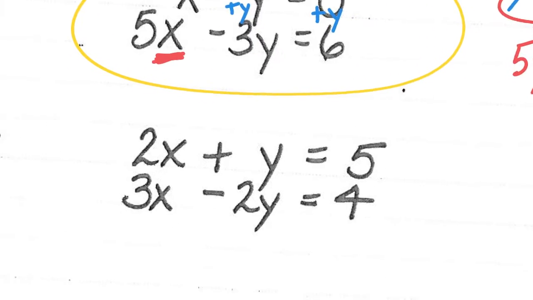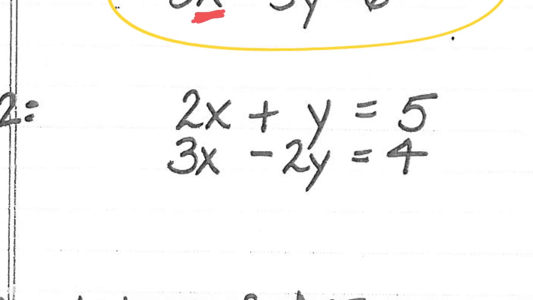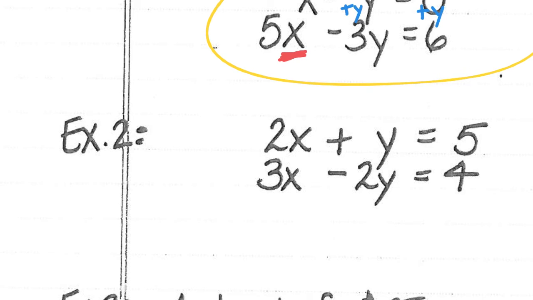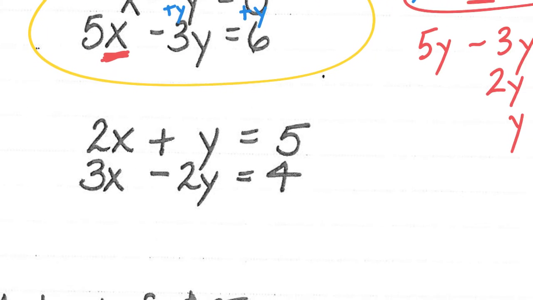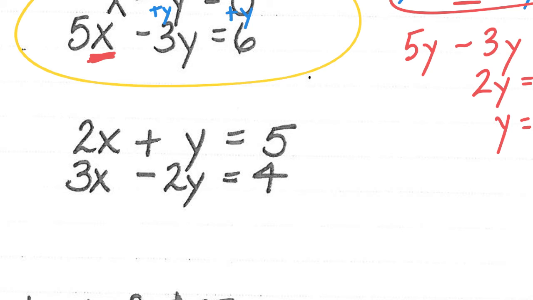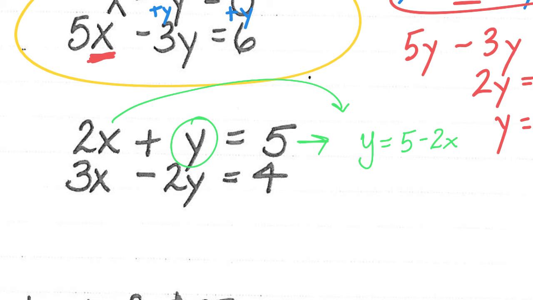Let's look at one that's a little bit more difficult. Example 2 says 2x plus y equals 5, 3x minus 2y equals 4. So I'm sure you're looking at this saying, hey, I know exactly which one I'm going to solve for. If I solve for y here, I would get the 2x over here. So y equals 5 minus 2x. So instead of putting in y, what do you suppose we're going to put in? We're going to put in 5 minus 2x.